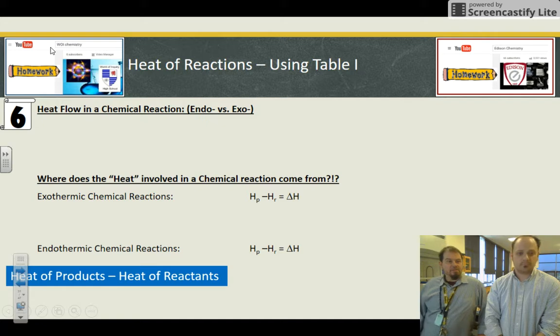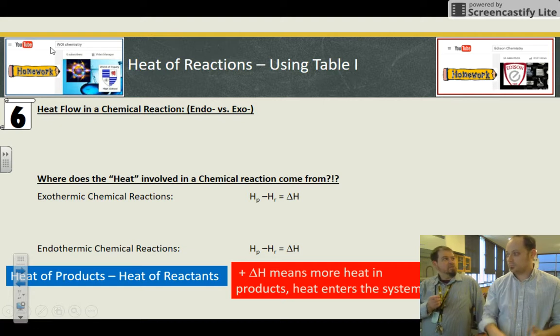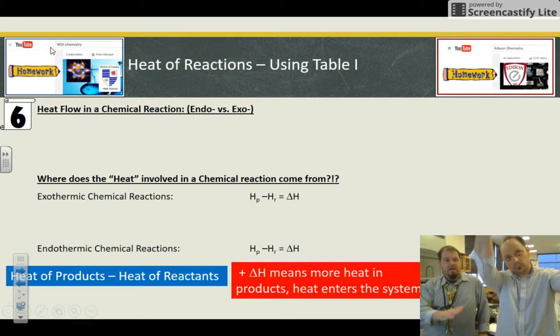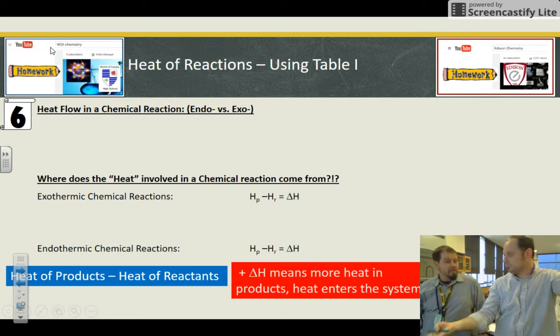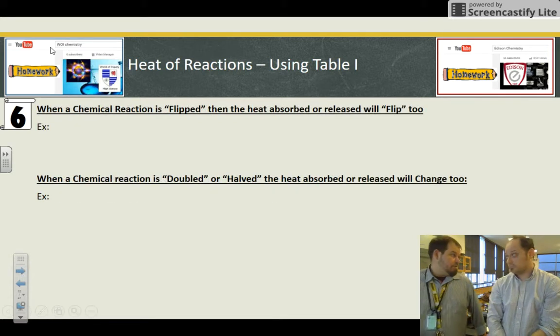And then the opposite is true for endothermic. We still have to keep the math the same. It's always products minus reactants. We have to do it in that order because subtraction is not commutative. But now I have a positive delta H, because I had reactants, added heat, and now my products have more heat than my reactants did. And we're going to see how we actually measure those in charts before too long.